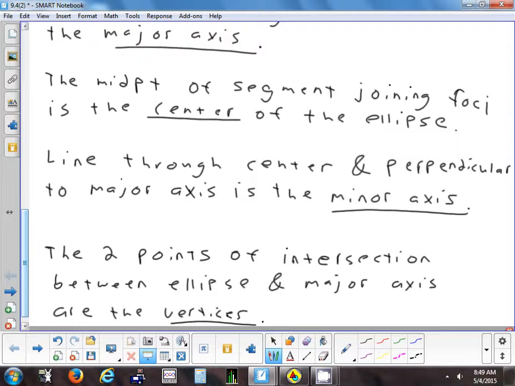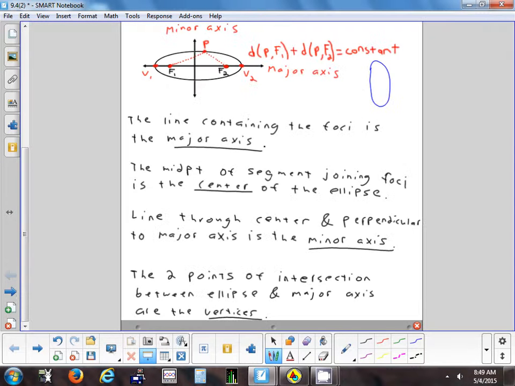Parabola did have a vertex, but it only had one. Okay, an ellipse has two. Right, so if you draw in your minor axis and you look where it crosses the ellipse, those are your vertices. Okay, so there's my minor axis. V1 and V2 are the two points where that axis crosses the ellipse.